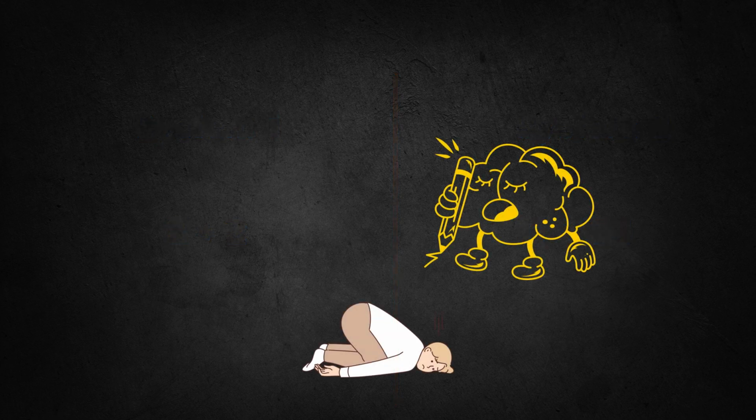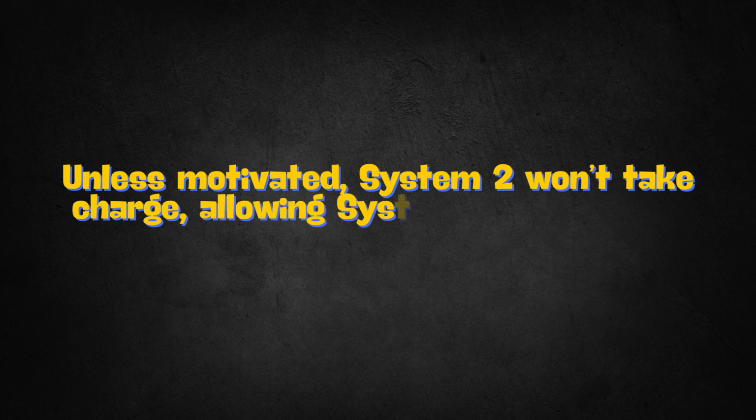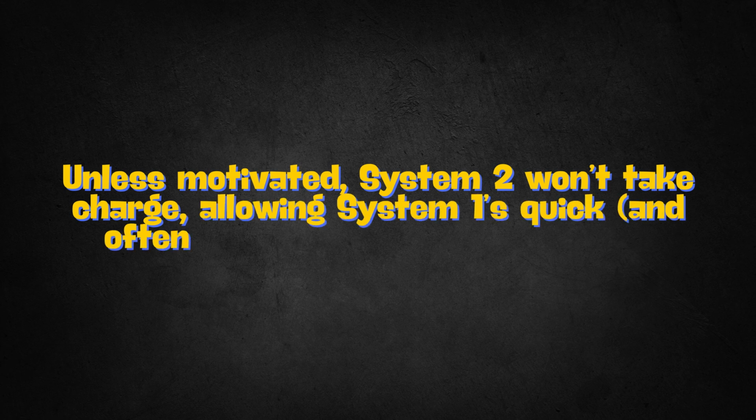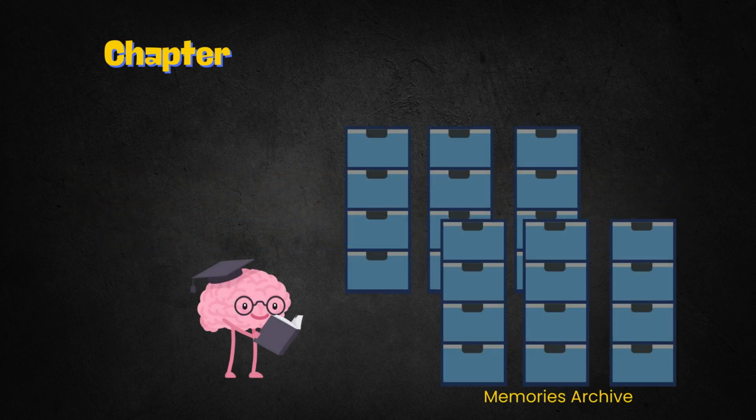Example: you're reading an article, but halfway through you realize you didn't absorb anything. Your brain was on autopilot. Kahneman points out that unless motivated, System 2 won't take charge, allowing System 1's quick and often faulty decisions to prevail.